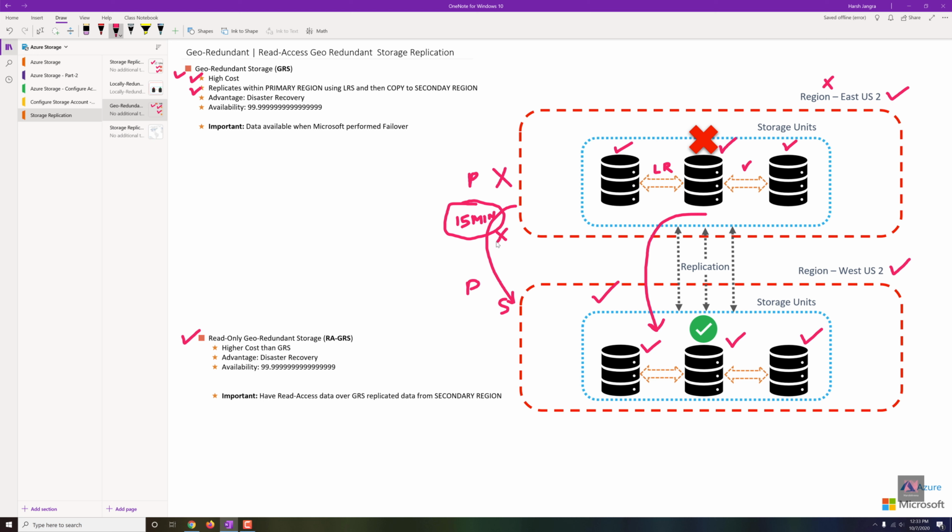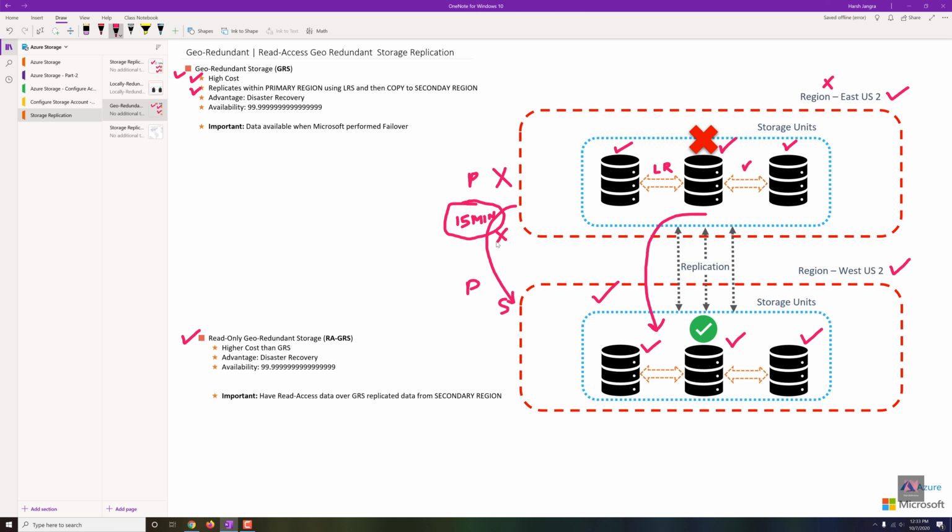But in any situation, if you copy any data during this failover period from the primary region to the secondary region, guys, that 15 minutes of data is not going to be saved on any of the storage units. Just remember this, because you do not find this anywhere. This is a very important thing, and I'm from Microsoft, so I am aware of this point. All right, so keep this in mind.